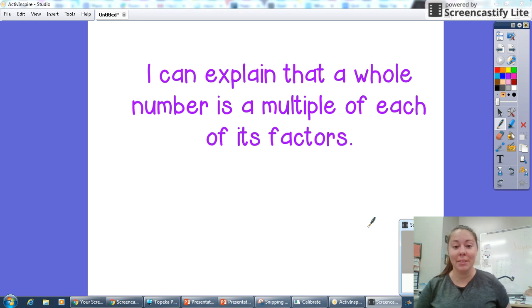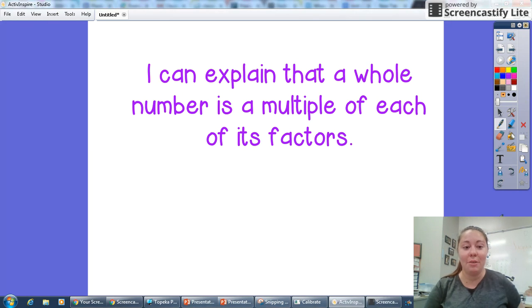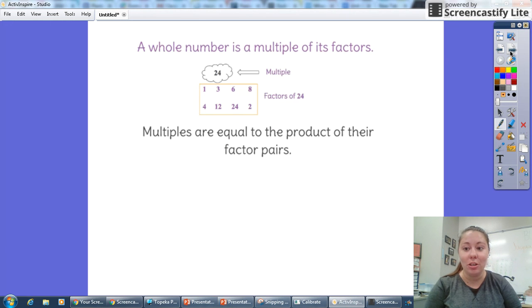Okay, I'm back. So as I was saying, today we are going to explain that a whole number is a multiple of its factors. Factors are something that we went over yesterday. So let's go ahead and get started. A whole number is a multiple of its factors. Multiples are equal to the products of factor pairs. So we have this example here that 24 is the multiple, and here are the factors in the box. All of these factors, you multiply two of them together, and they'll equal 24.